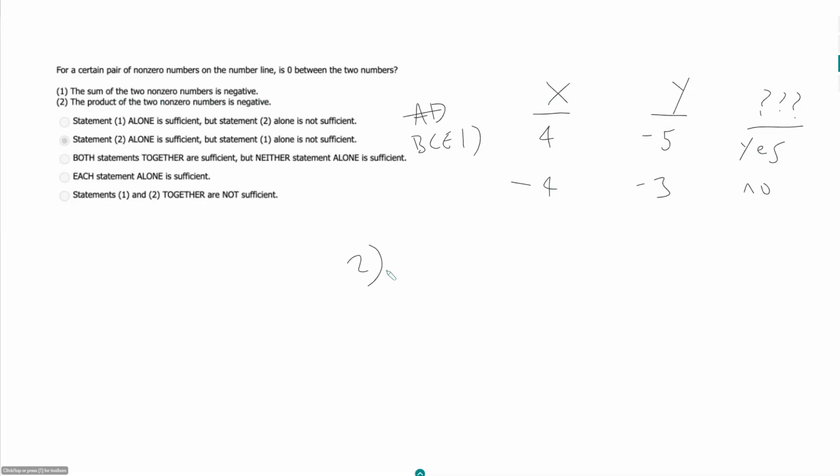Statement 2 says the product of the two non-zero numbers is negative. So this is telling me x times y is less than 0. So what does that mean? The only way to get a product which is negative, or less than 0, is by multiplying numbers with different signs. So either I have a positive times a negative or a negative times a positive. Regardless, it still answers our question. We rephrased the question as just, do x and y have different signs? Here they definitely have to. So B is sufficient.